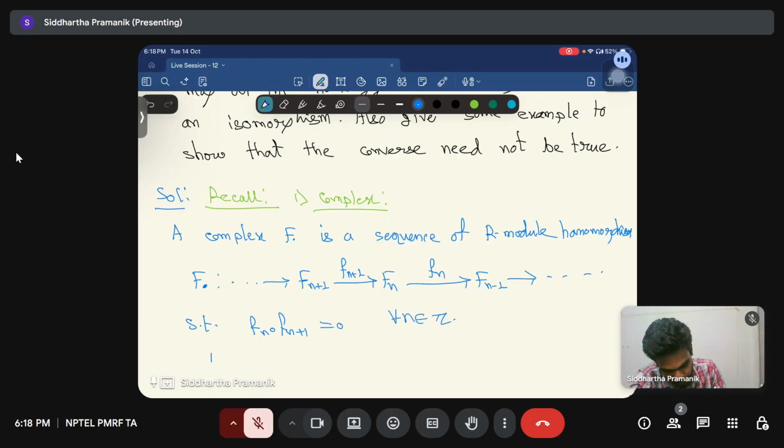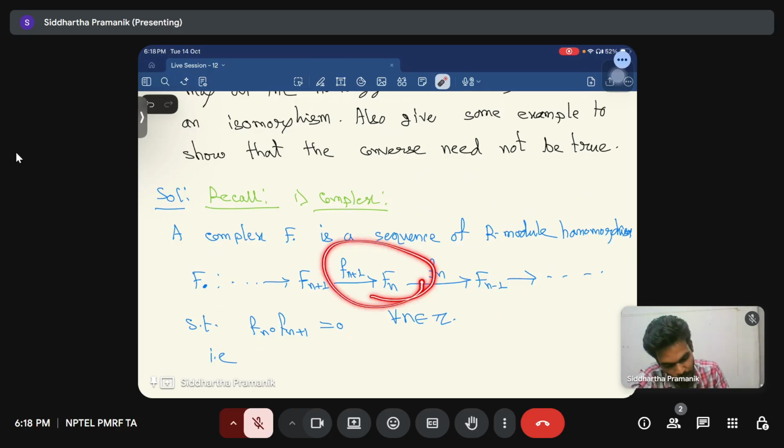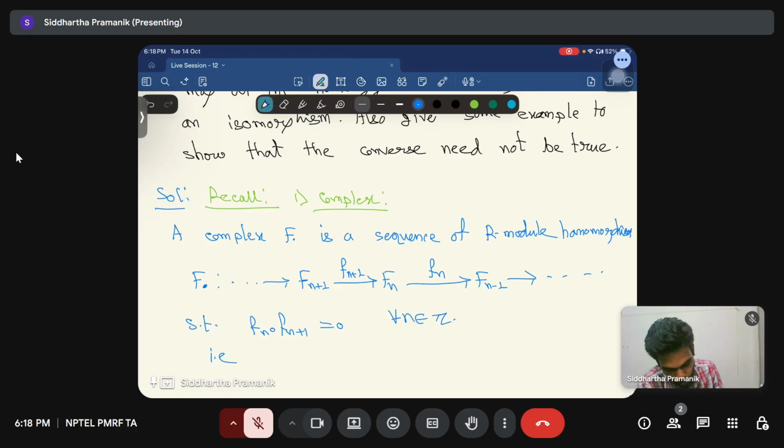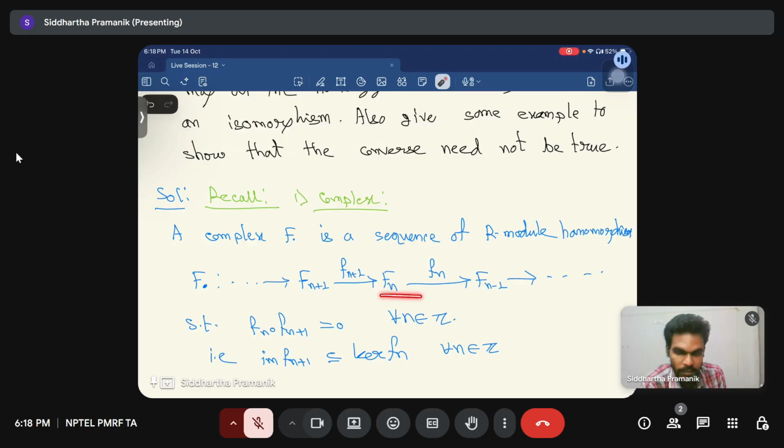So what this means is, if we take the composition at each stage, so here we can take fn composed with fn plus 1, then this would be the zero map. So what does it mean? It means image of fn plus 1 should be a subset of kernel of fn for all n belongs to Z. Then we call it a complex. Basically it's a chain complex because these indexes are in the decreasing order. If it is in increasing order, then we call it a cochain complex.